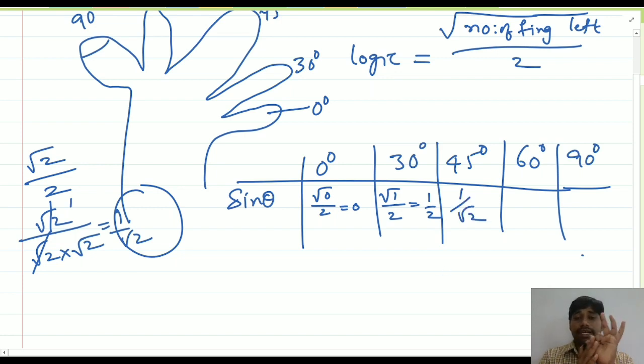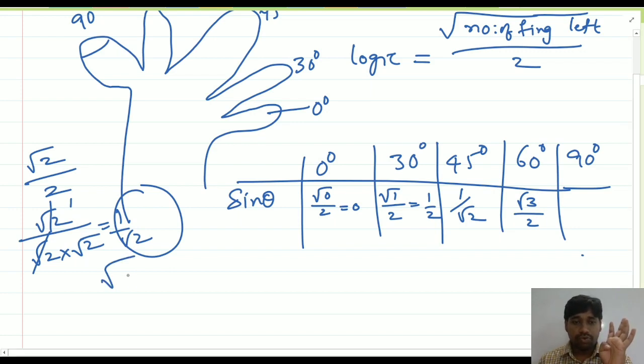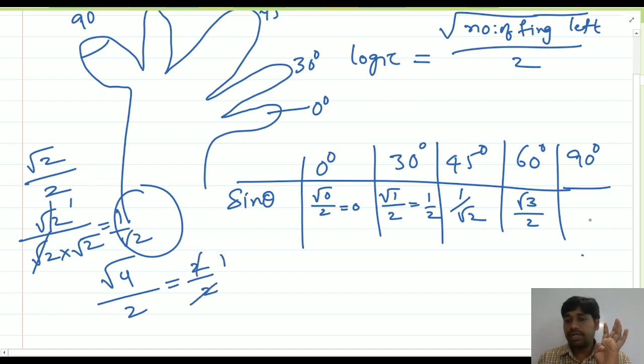So simply, sin 60 is easy. Why? 3 fingers are left, so directly root 3 by 2, there is no calculation for that. Sin 90 is this finger; the total lesson I will discuss is based on this only, so please concentrate here. For sin 90, 4 fingers are left, so root 4 by 2. Root 4 is 2, a perfect square, so by 2, the 2s get cancelled, and it is 1.